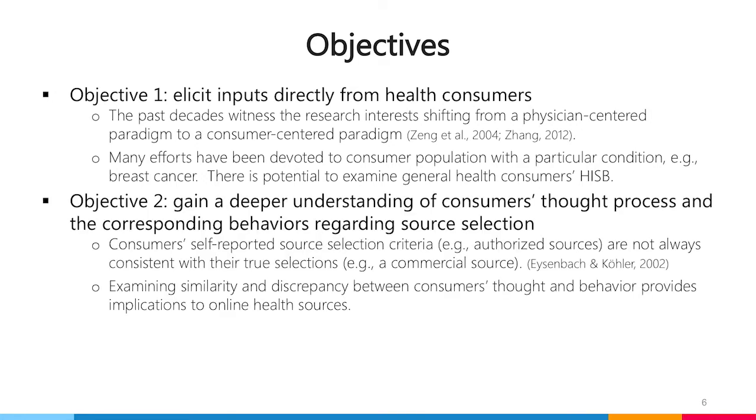Secondly, we aim to gain a deeper understanding of consumers' thought process and the corresponding behaviors regarding self-selection. This is because previous work found that consumers' self-reported self-selection criteria are not always consistent with their true selection. For example, a consumer claimed that they only select health information from authorized sources, but in the same study, they were found to select commercial sources, and they even rarely check the source of the information. We believe that examining the similarity and the discrepancy between consumers' thought and behavior provides implications to online health information source.